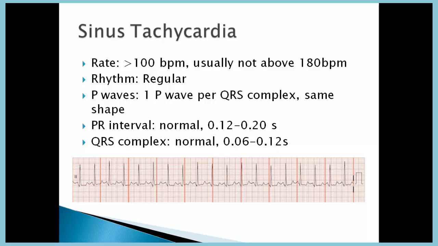The next thing is sinus tachycardia. Basically it's just going to look like a sped up normal sinus rhythm. Your rate is greater than 100 beats per minute. Your rhythm is regular, so your P waves look the same, your P to P interval is the same, your R to R interval is the same. You have one P wave per QRS complex, and your P waves look the same. Your PR interval is normal, and your QRS complex is normal.